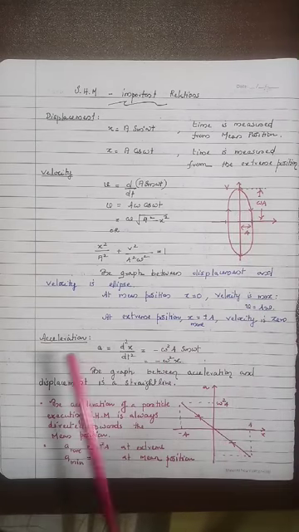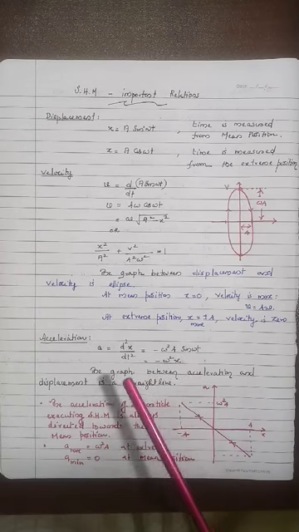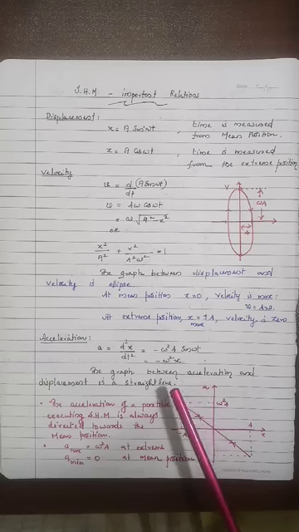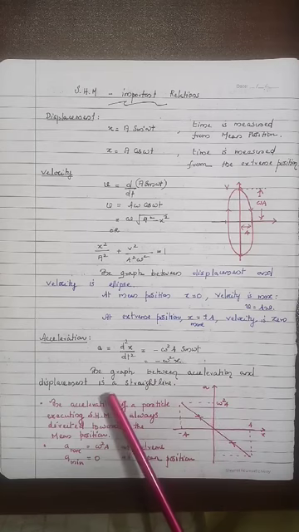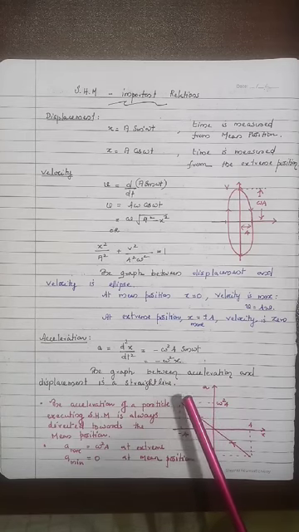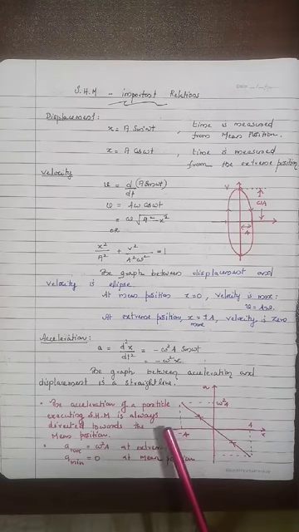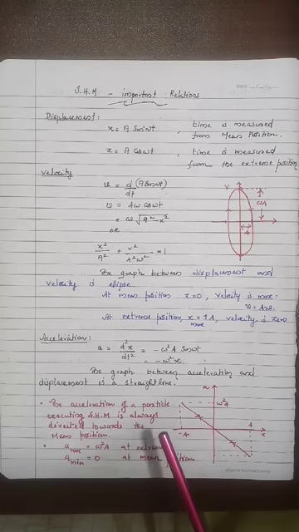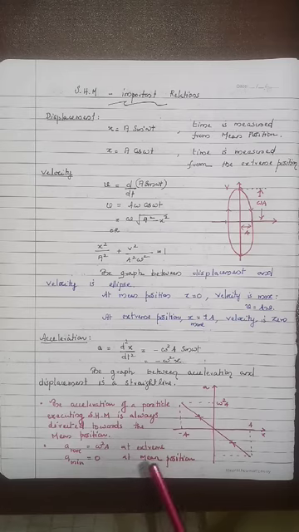Good concept. Acceleration we can write as minus omega square a sin omega t, which equals minus omega square x. So acceleration equals a constant into x. So the graph is a straight line for acceleration versus displacement. Keep in mind the acceleration of a particle executing SHM is always directed towards the mean position. The acceleration becomes maximum at the extreme position, with the value omega square a, and at the mean position the value is 0.